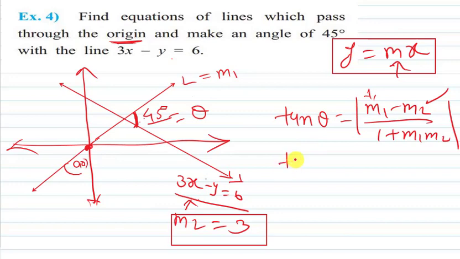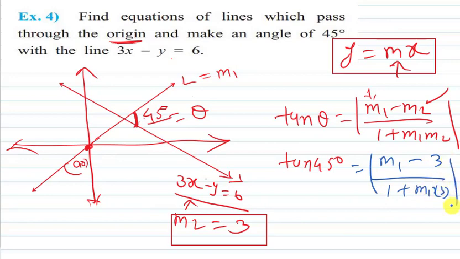Now I will start. Tan 45 degrees will be equal to mod of m1 minus, what is the value of m2? It is 3, upon 1 plus m1 into 3, right? What is the value of tan 45 degrees? It is 1, equals m1 minus 3 upon 1 plus 3 m1. As I want to remove this mod, always take plus minus sign. For the sake of simplicity, I will put plus minus on the left hand side, right?